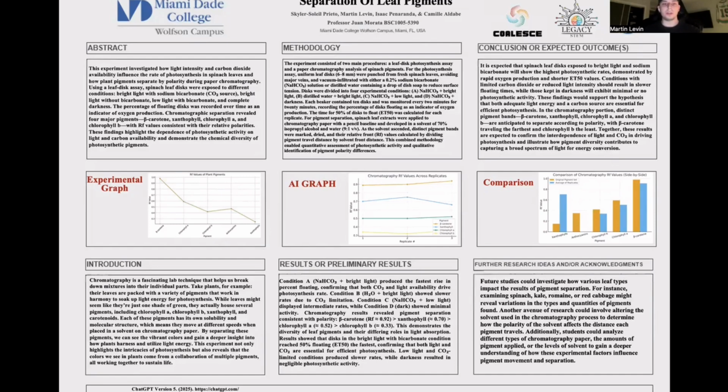Chromatographic separation revealed four major pigments: carotene, xanthophyll, chlorophyll A, and chlorophyll B, with RF values consistent with the relative polarities. These findings highlight the dependence of photosynthetic activity on light and carbon availability and demonstrate the chemical diversity of photosynthetic pigments.